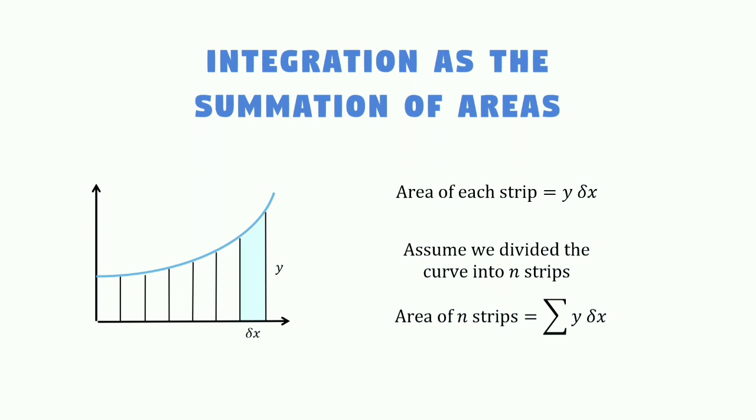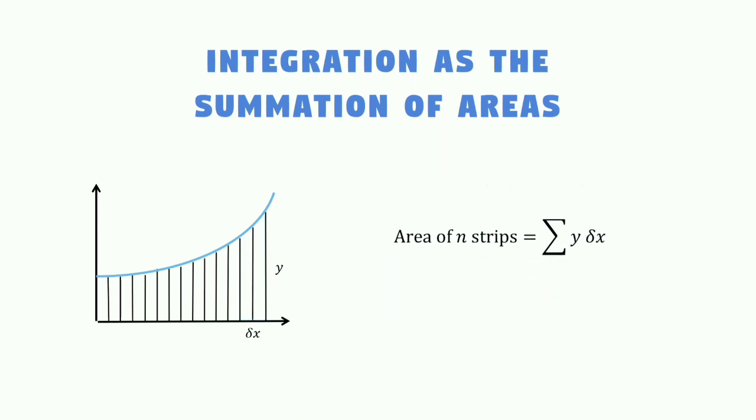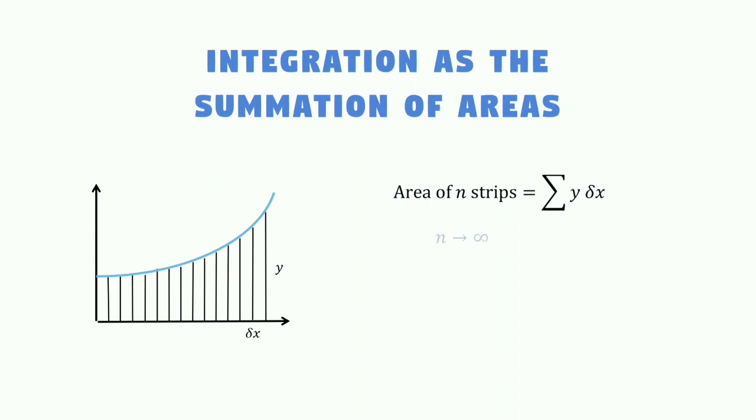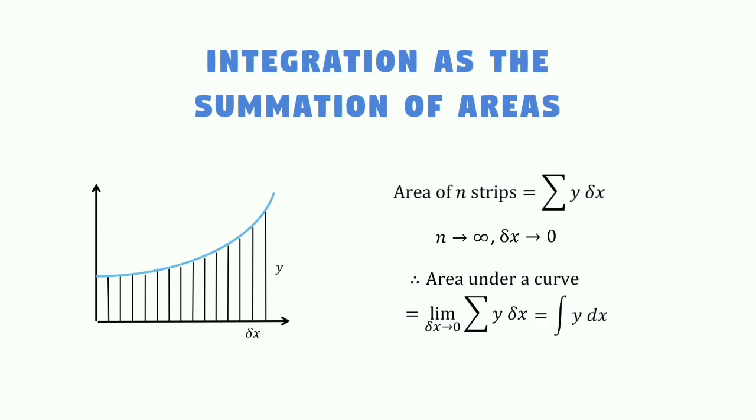But how does this help us find the area under the curve? Well, as we divide the curve into more and more strips, our calculations become more and more accurate. So we want n to approach infinity. We find that as n approaches infinity, delta x, or the length of the base of each strip, approaches 0. Thus, we can say the area under the curve is equal to the limit of the summation of y times delta x, as delta x approaches 0. And this is defined as the integral of y dx.